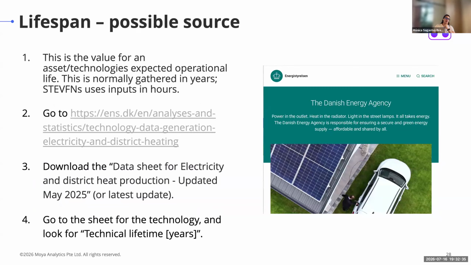Next, lifespan. That's the operational life of the assets. I've linked here as well a data set. Similar to what we've been seeing with the other examples, you can find the data there and see what the latest update is and filter or find the specific technology that you want, filter by technical lifetime. And then you can see how many years there are. In Stevens, we do have to present that in hours. So you just need to multiply that by 8,760, all the hours in a year.